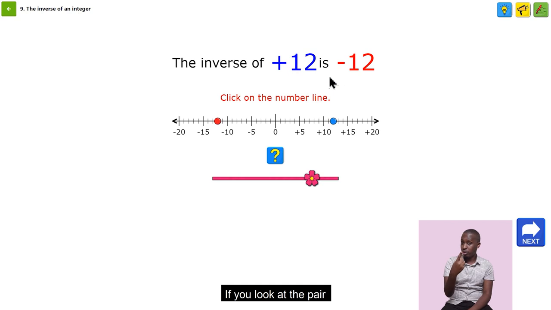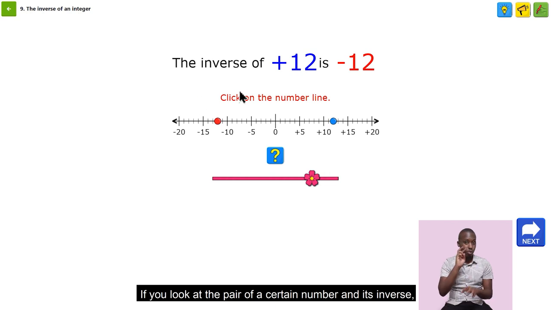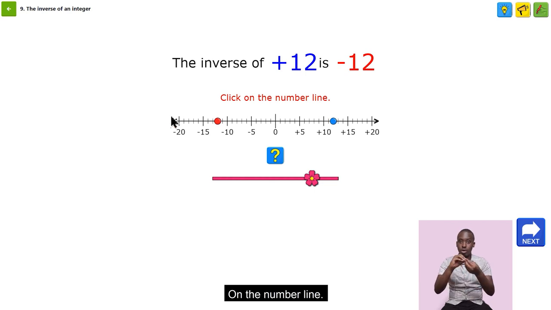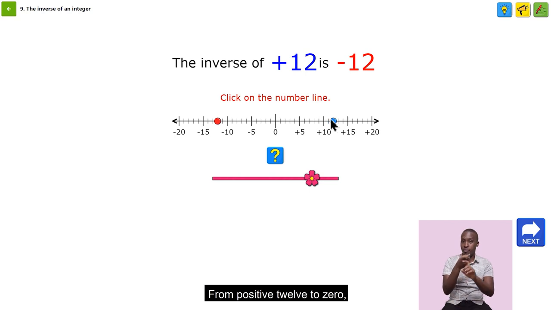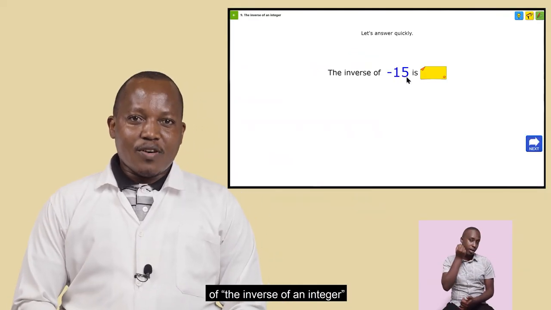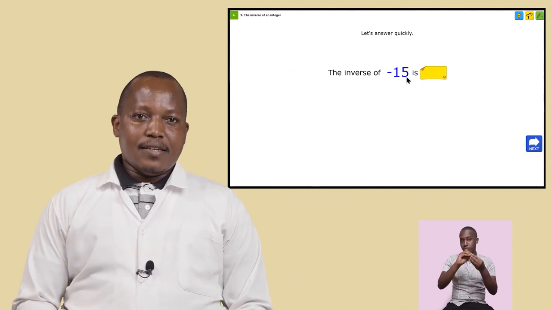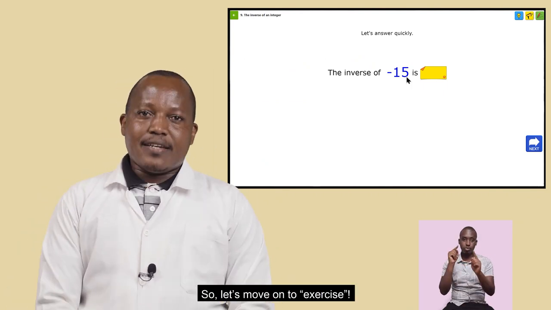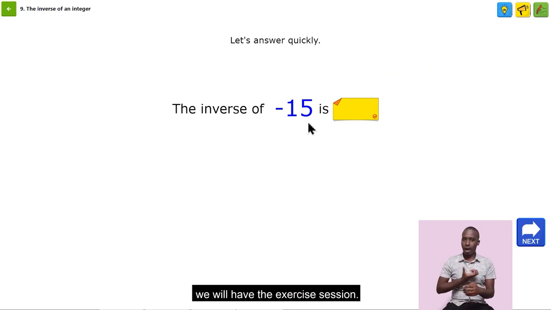If you look at the pair of a certain number and its inverse on the number line, both numbers have the same distance to zero. From positive 12 to zero and from negative 12 to zero, there is the same distance. Wow, thank you. Now we understood the concept of inverse of an integer. So let's move on to exercise. Come on. We all have the exercise session.